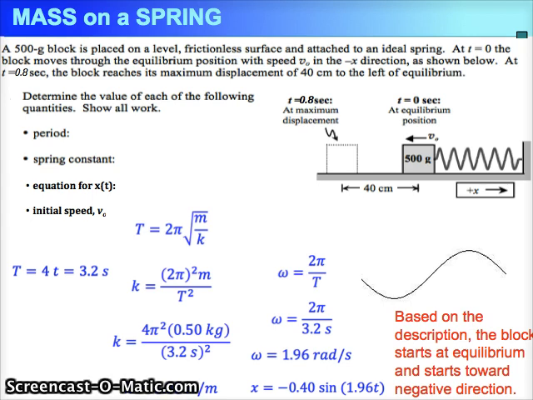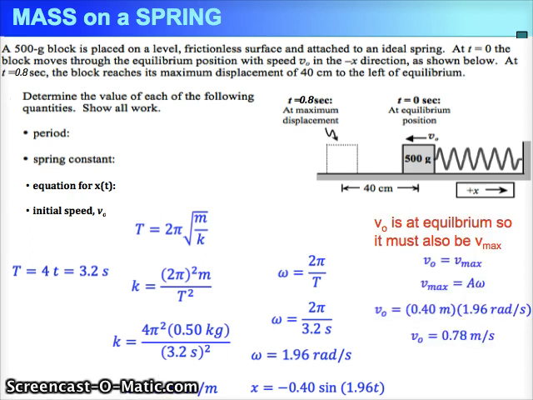The final question is asking us for the initial speed, v sub o. The key thing to recognize is that v sub o occurs when the object is at equilibrium. Therefore, the v sub o that I'm asked to find is actually the maximum speed. That makes this a whole lot easier, because the maximum speed can be found by taking A times omega, the amplitude times the angular frequency. We can just reuse a few values from earlier in the problem and see that our initial speed, our maximum speed, is 0.78 meters per second.